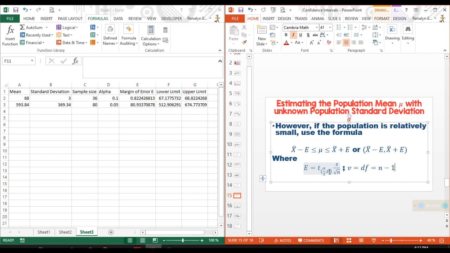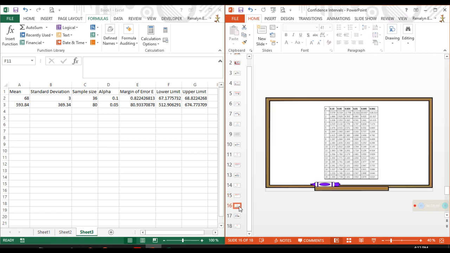Now, may inintroduce tayo na dalawang bagong letters, T at saka V. Ano si V? Si V ay degrees of freedom. Notation natin ay df, which is equal to n minus 1. Basta meron kang sample size, makukuha mo si V. Okay? Now, paano naman si T alpha over 2? Ano naman yon? So, ito po siya. It is represented by this table.